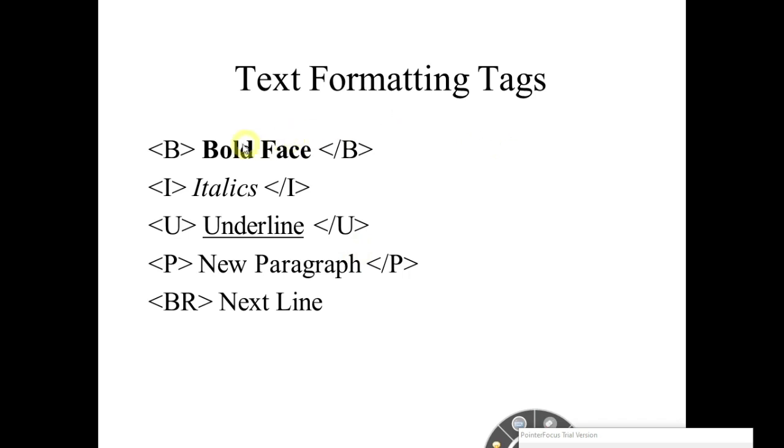Basic text formatting tags. If you want to bold your letters, you can use the B tag. This is the opening tag, and this is the closing tag. For italics and underline, if you want to present underlined text on your website, you can use U for underline, and a closing tag for underline. Paragraph tag P starts a new paragraph and shows your text with paragraph formatting. The BR tag moves to the next line. These are the text format tags available in HTML.